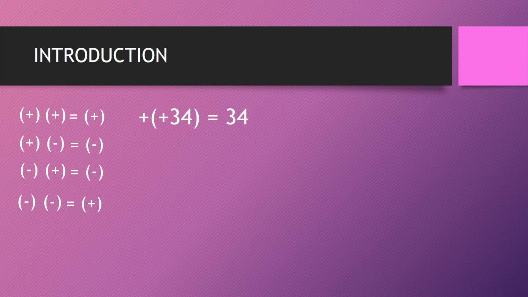For example, you have the number 34, and before the positive 34 you have the positive sign, so the answer is positive 34. But if you have negative 34 and the sign before the negative 34 is positive, positive with negative is going to give you negative. Now the answer is negative. But that is very important: you can switch the sign. You have positive and negative, the answer is negative. But if you have negative and positive, the answer is negative too.